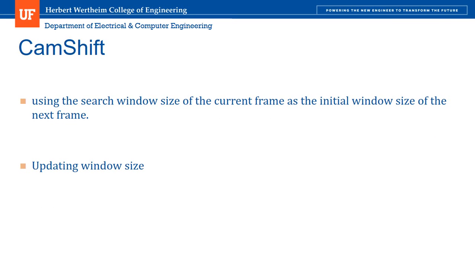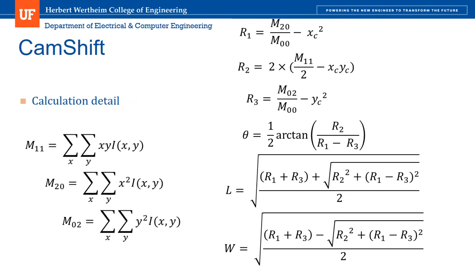The final step to achieve tracking is the CamShift algorithm, in which we use the mean shift algorithm for every frame in the video. And for each frame, we use the search window size of the current frame as the initial window size of the next frame. And in this step, the window size will automatically update. To achieve this, we also need some calculations.